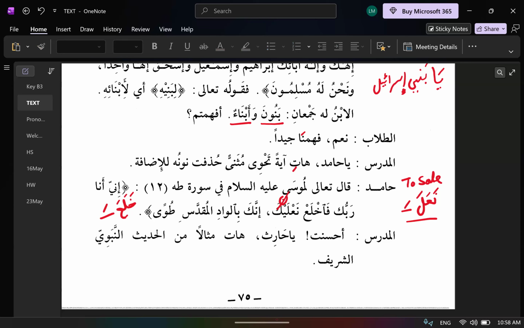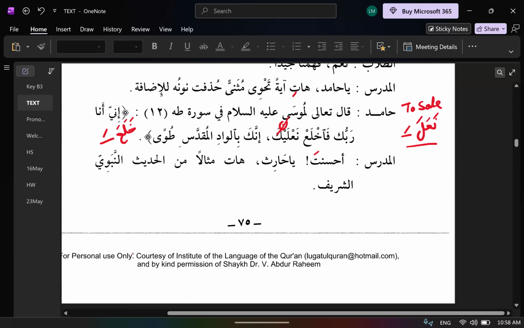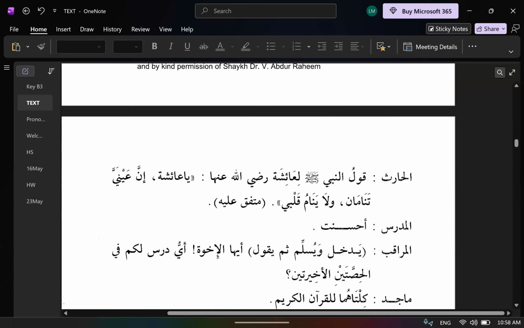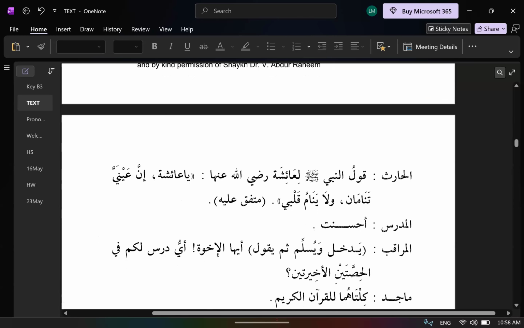Okay. Mudarris says, Ahsanta, you did well. Ya Haris, you did well. Hati mithalan min al-hadithin nabawiyyi sharif. Give or bring an example from the noble hadith of the Prophet sallallahu alaihi wasallam. Haris says, qawlun Nabi sallallahu alaihi wasallam, the saying of the Prophet, li Aisha radiallahu anha, Ya Aisha, inna ainayya. So the noon got dropped over here.